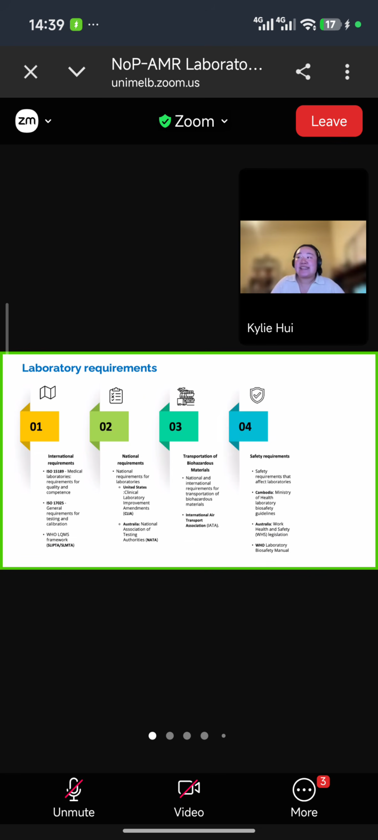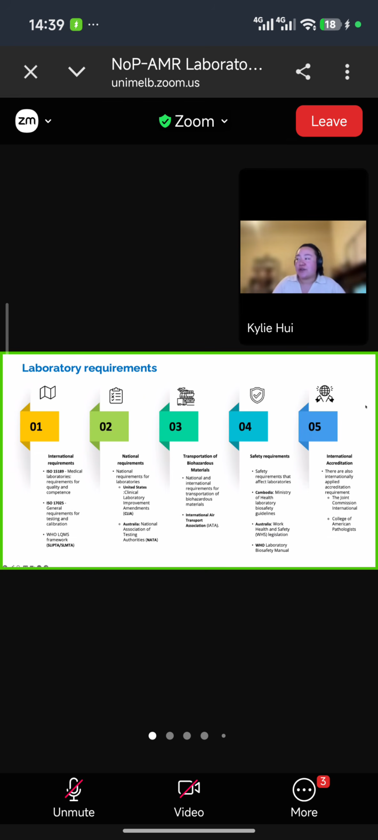There is, most importantly, safety requirements, the safety requirements that affect the laboratory. Whether you are a PC3 or PC2 determines what safety requirements you need for the work that you are doing. In Cambodia, I did some research: there's a Ministry of Health Laboratory Biosafety Guidelines that you might be working with. In Australia, we have work health and safety legislation, and the WHO also has a laboratory biosafety manual that we can get some requirements from.